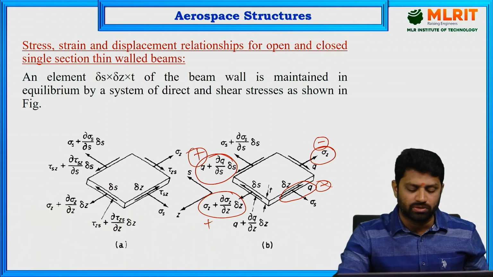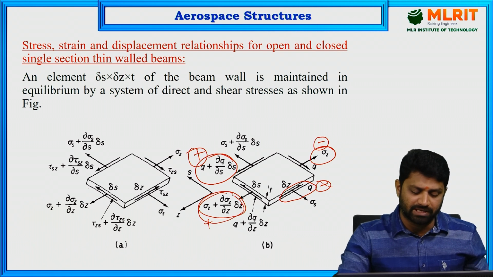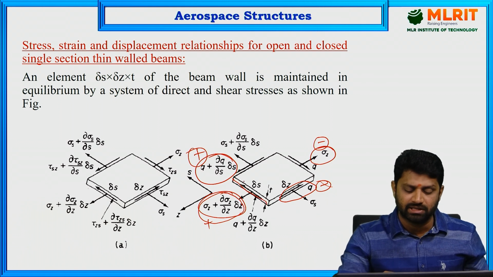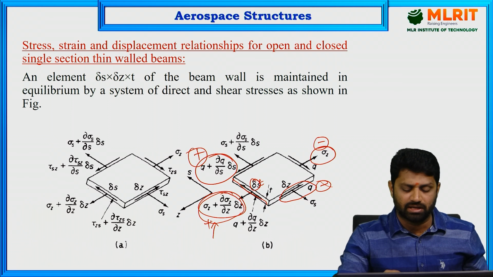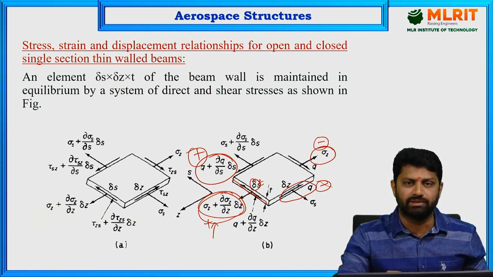So now the sigma z plus ∂sigma z by ∂z is the stress, and it should be multiplied with the area on which it is acting. So the area on which it is acting is nothing but ds into t. Okay, and then it becomes the force, because these are the stresses, so it should be multiplied with the area to convert them into force for considering the equilibrium.